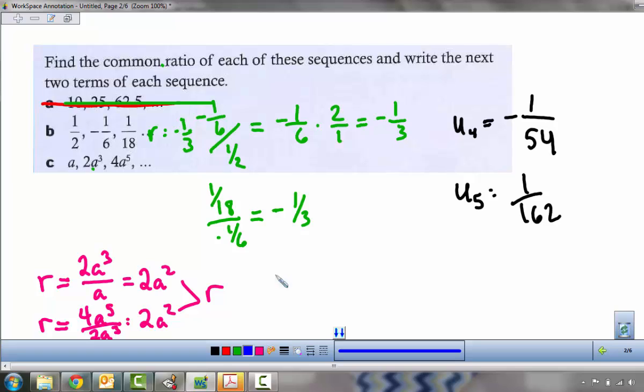So what are the next terms? Well, u4 will be u3 times 2a squared. So 2 times 4 is 8. And then a to the 7th. u5 is going to be 8 times 2, or 16. A to the 9th.